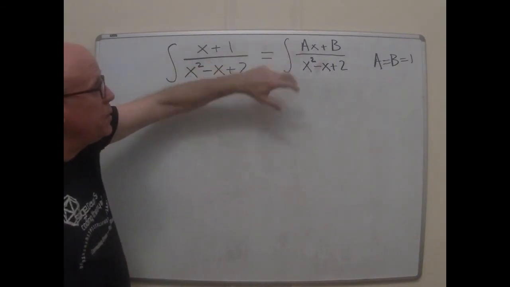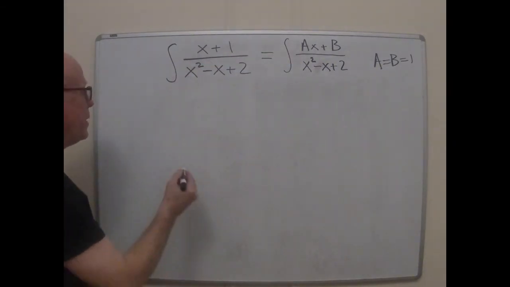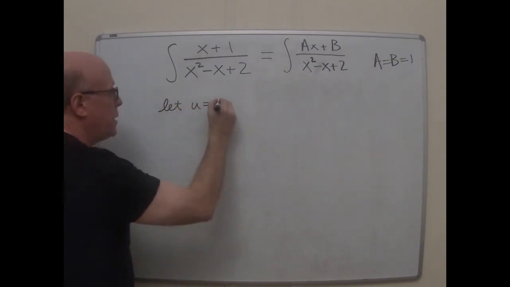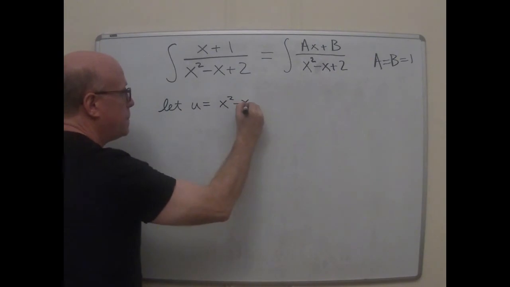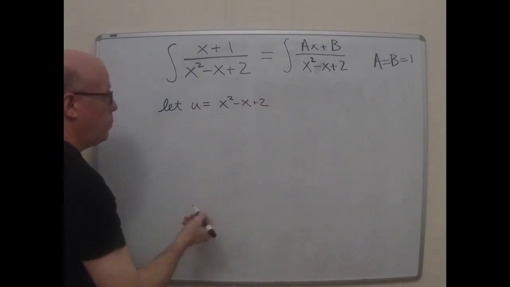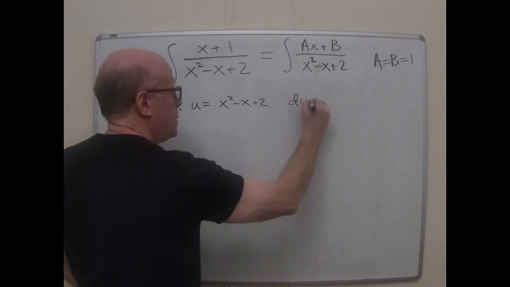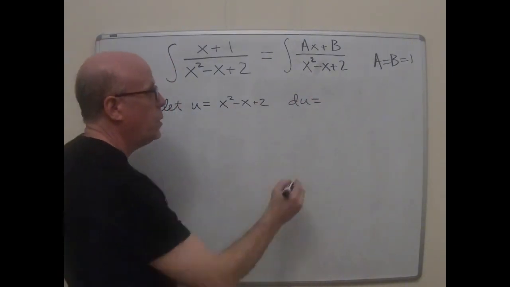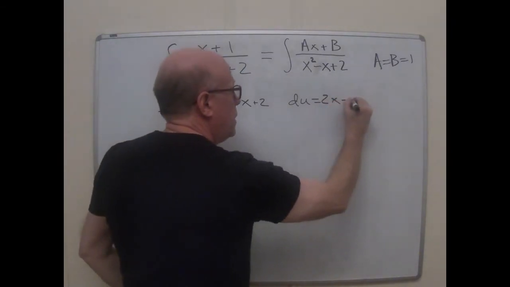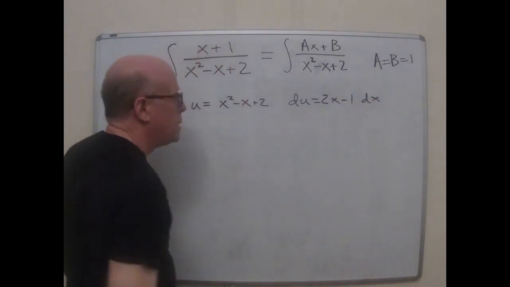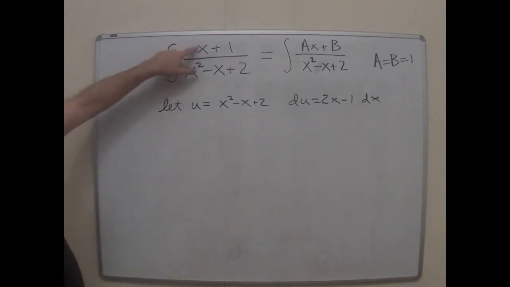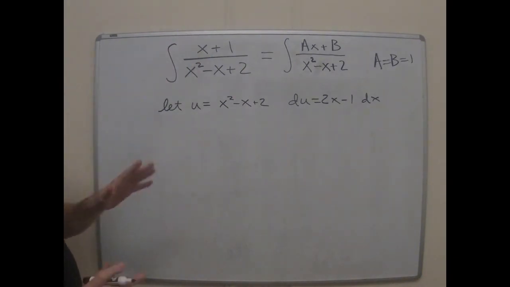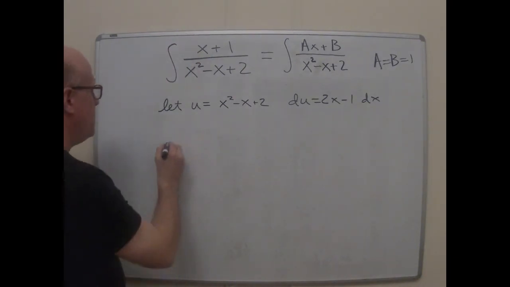It actually is a completely doable integral. What you might think about is a u substitution. If u was that thing in the bottom, then what would du be? It would be 2x minus 1, and that constant term would go away. So 2x minus 1 dx. We have x plus 1, not 2x minus 1, but if we could make du appear up here, then that would be a good step.